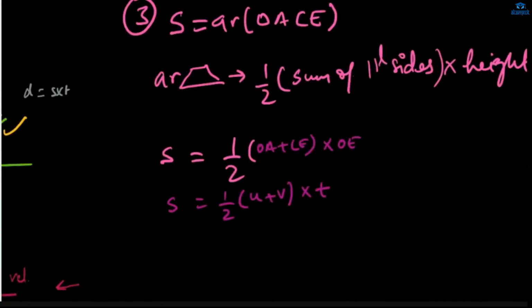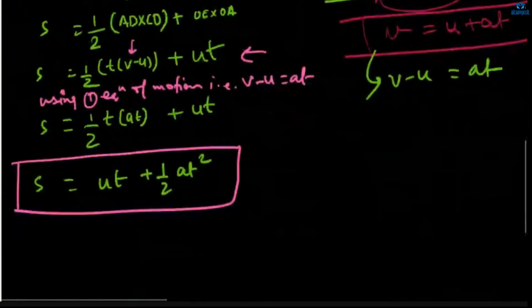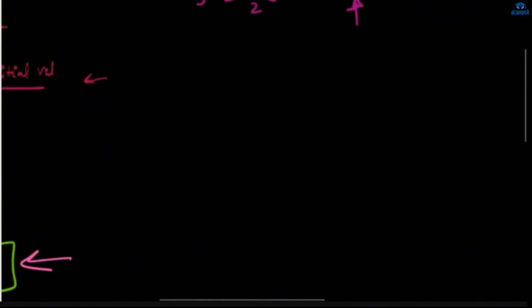Now here, for the third equation of motion, we do not need T. In the third equation of motion, what do we have? Ma'am, V square minus U square equal to 2AS. Yes. Here there is T, so we have to eliminate this T. In the second equation, we eliminated V. In order to eliminate V, we put the value for V minus U so that it will become A. But here for the third equation of motion, we do not need T.